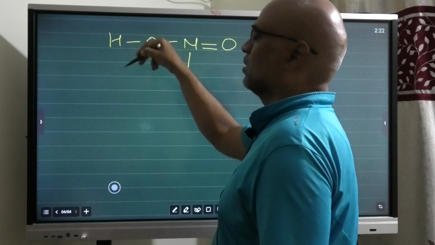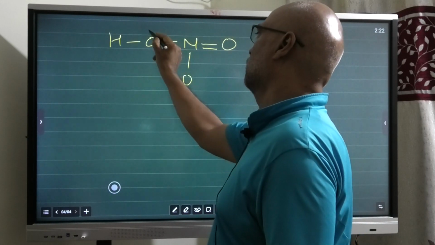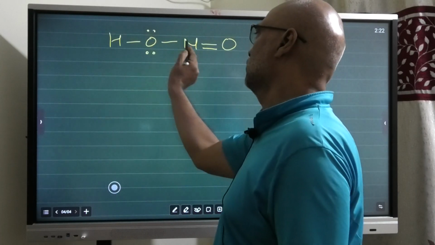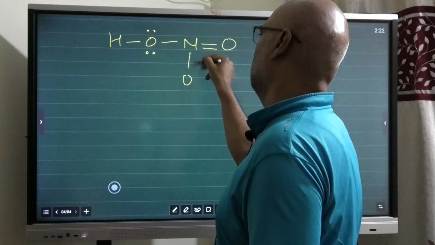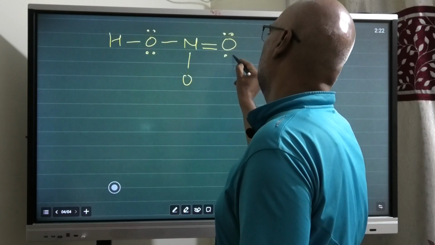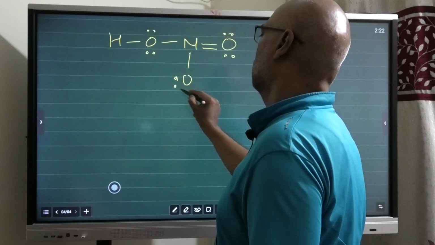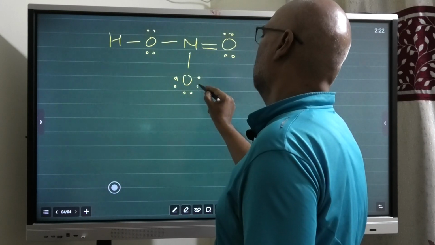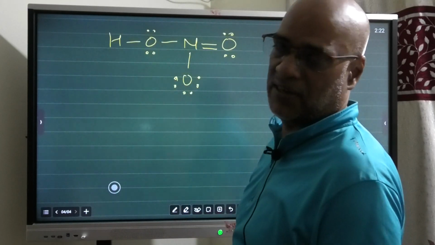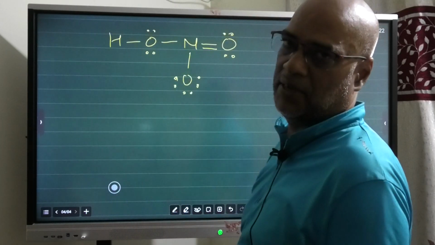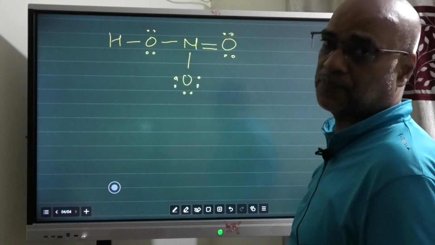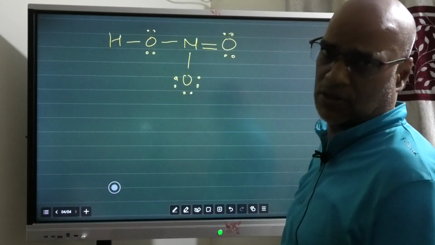Okay. Now we will go for the Lewis structure. 1, 2, 3, 4, 5, 6, 7, 8. Look at the pen. 1, 2, 3, 4, 5, 6, 7, 8 completed. Got it? All atoms except hydrogen, hydrogen is a duplet thing, other atoms must have completed their octet. So they have completed their octet. Is it clear? At the same time, the 5 electrons of nitrogen are also consumed.